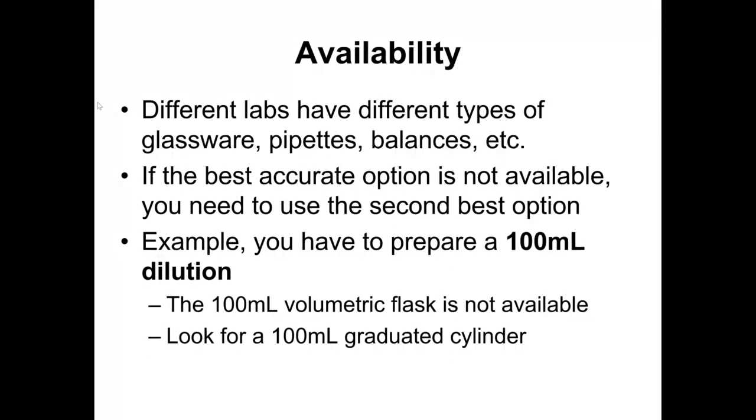For example, if you have to prepare a 100 milliliter dilution, ideally you want to use the most accurate tool, which is a volumetric flask with the same volume, 100 milliliters. But if it's not available, then you might have to settle for the second most accurate tool, the graduated cylinder, even though it's not a to-contain tool. So you would choose a graduated cylinder, if available, with the same total volume that you have to prepare.